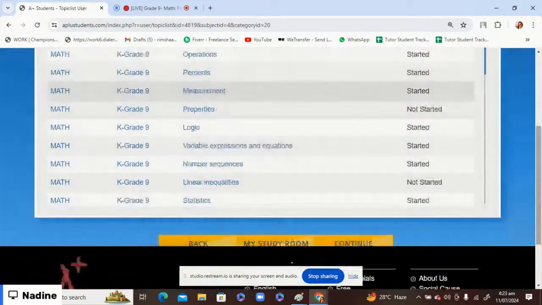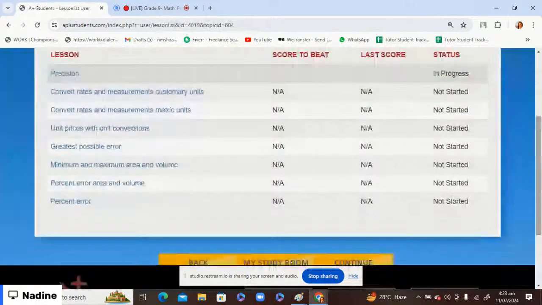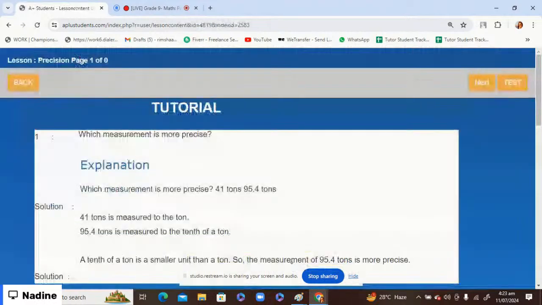Measurements. So let's start the first lesson, that is precision. Which measurement is more precise? So look here, which measurement is more precise?